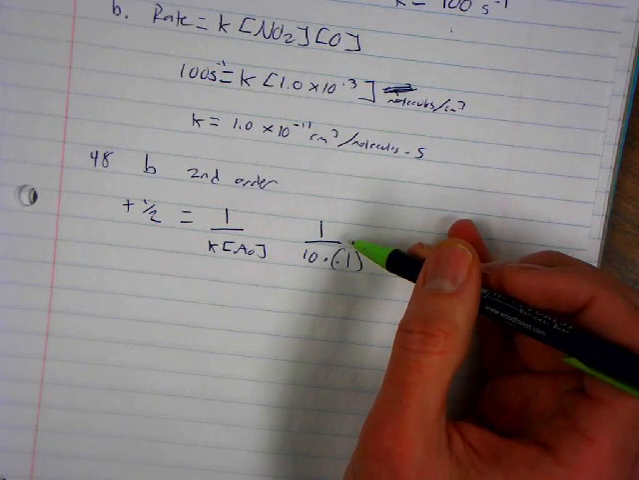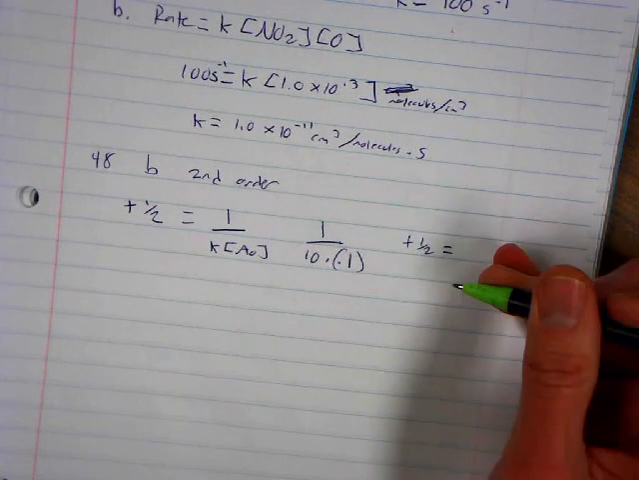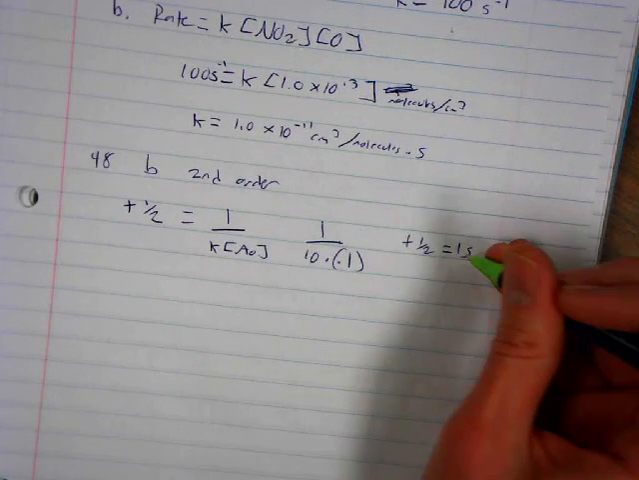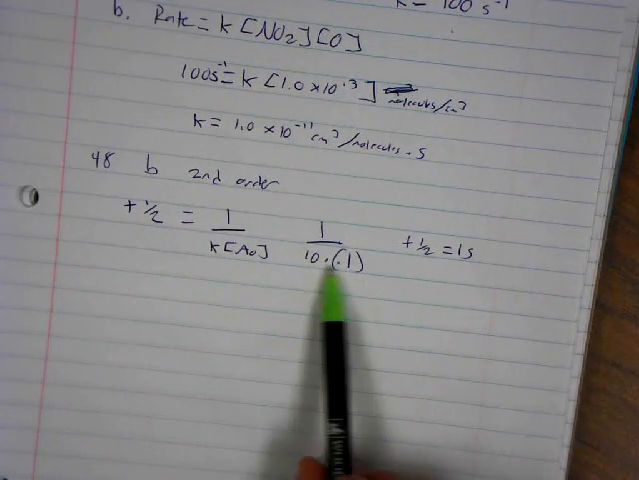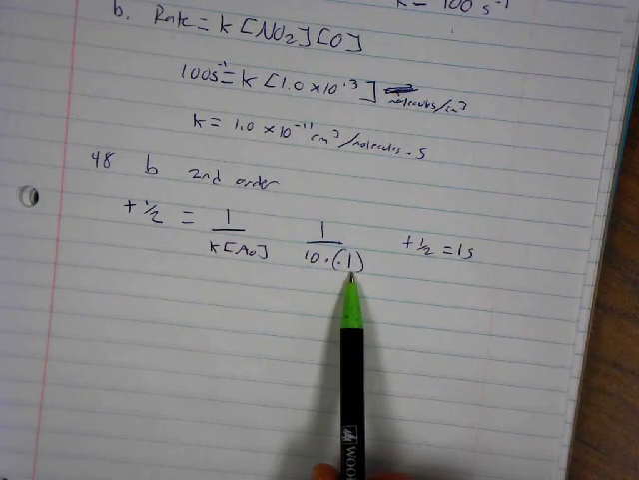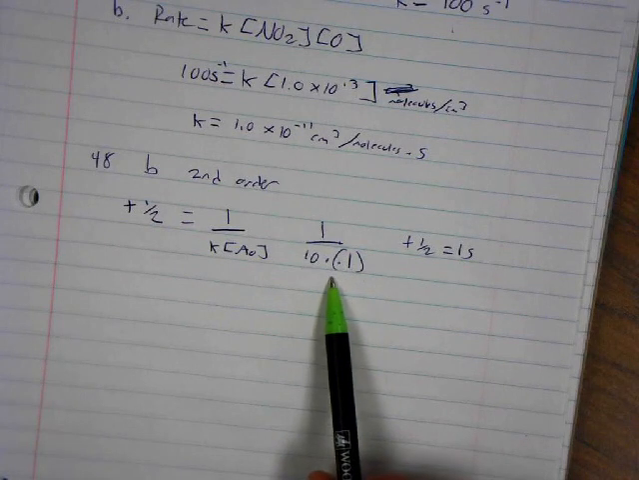Wait, why am I confusing myself here? T1 half is 1 over 10, right? That makes sense because the initial one is 0.1 molar, and then at 1 second, if you look at the graphs, it's at 0.05 molar, which helps. So my half-life ends up being how long? 1 second. Wait, how'd you get A naught? How'd you get the 0.1?